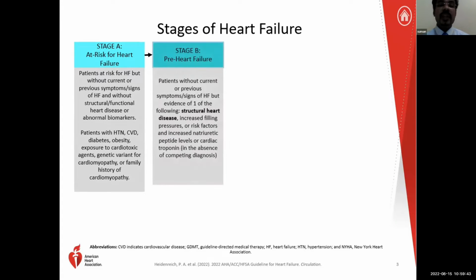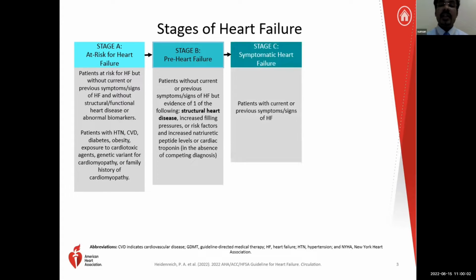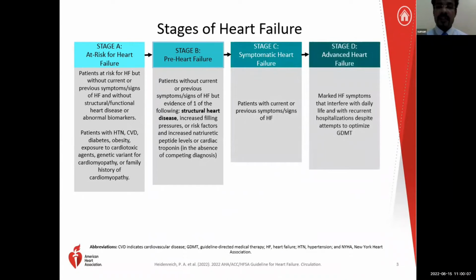So stage B, these patients are without current or previous symptoms, but they have structural disease like left ventricular hypertrophy, increased filling pressures, and other risk factors. And that is increased natriuretic peptide levels or cardiac troponin in the absence of competing diagnosis. And stage C, patients with current symptoms as well as the structural changes. And stage D is advanced heart failure.